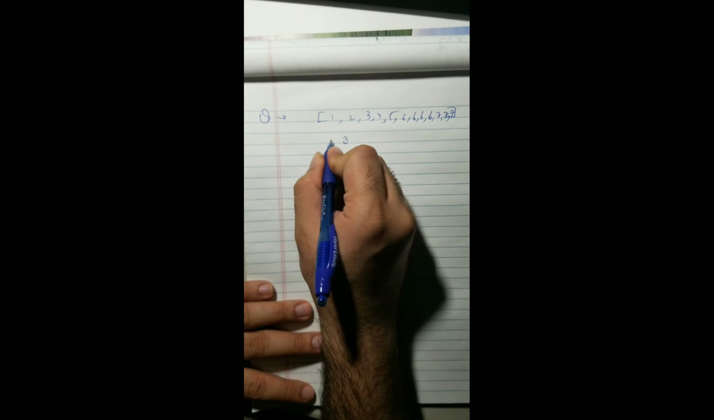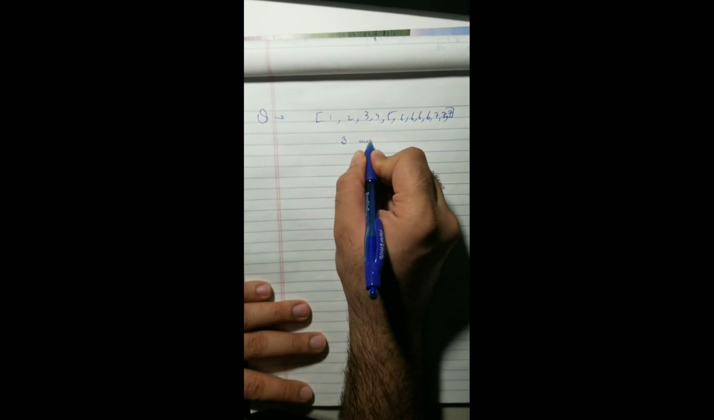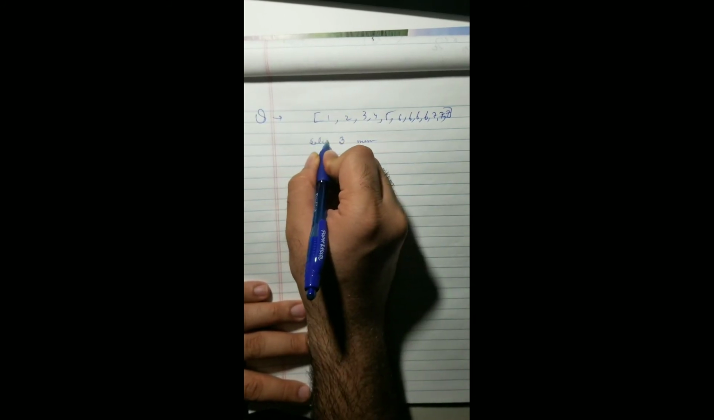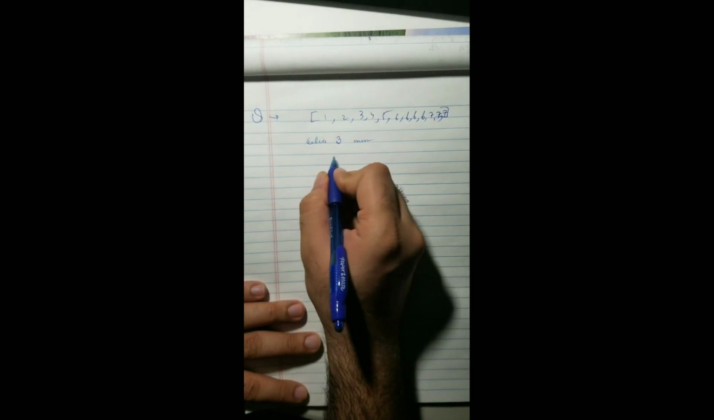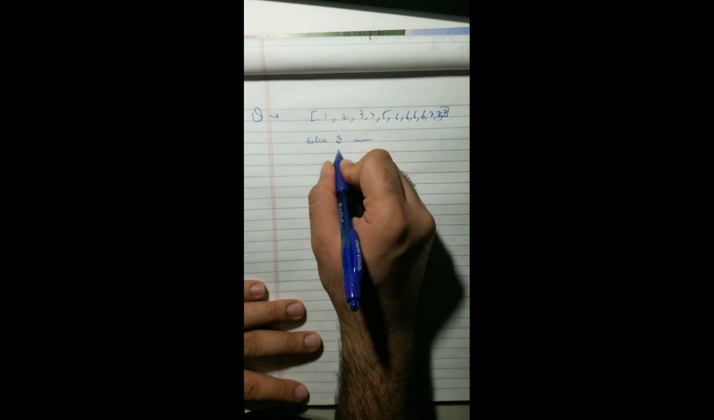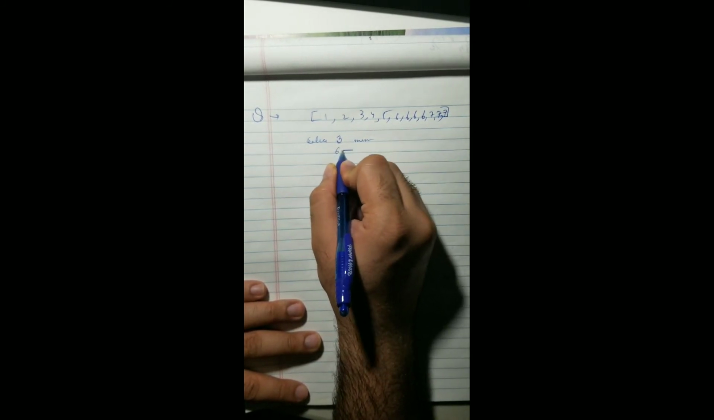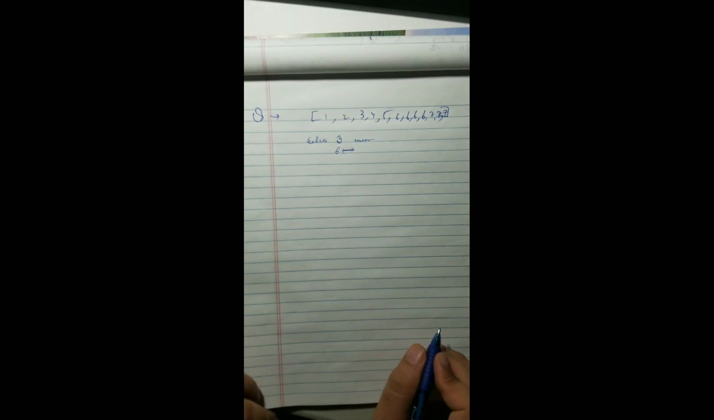So they are saying that you select 3 numbers randomly, and then what is the probability that you get a 6 as one of those numbers, right?